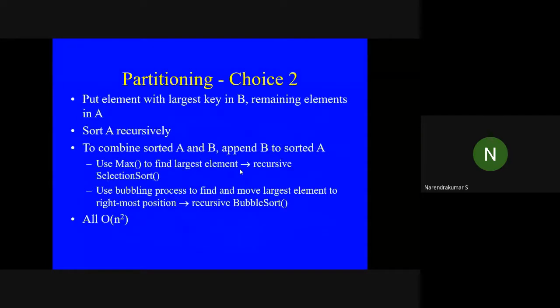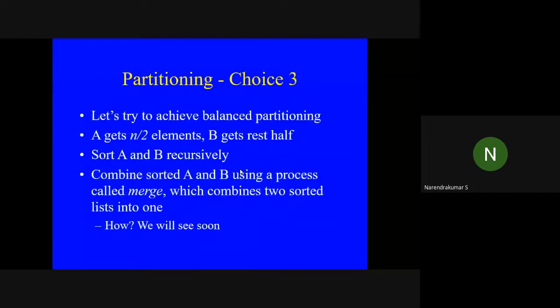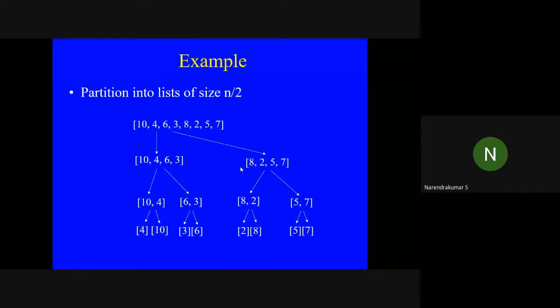So here we have the case. Let me directly take you through it. We have the problem here: 10, 4, 6, 3, 8, 2, 5, 7. So this is the problem, and now we need to sort this using merge sort. When I say sort using merge sort, I need to divide this whole problem into two subproblems. So we need to divide this very big problem into two subproblems like this.